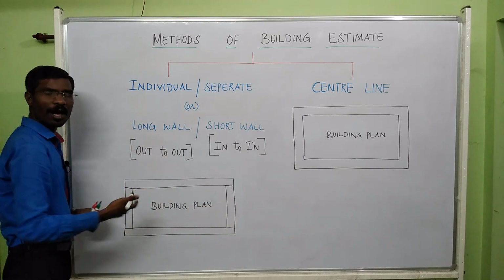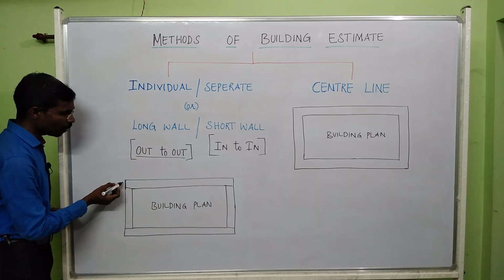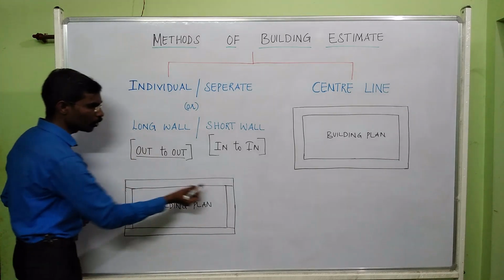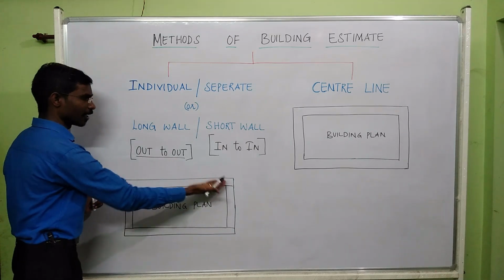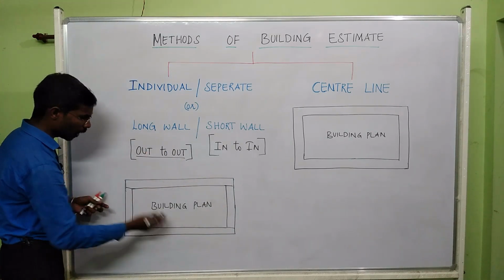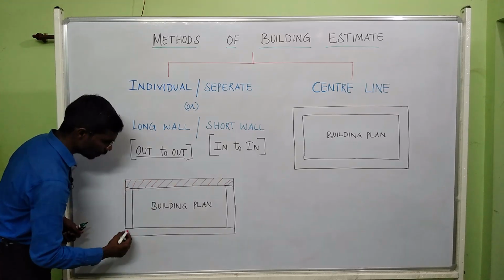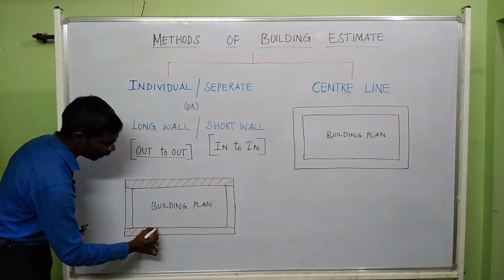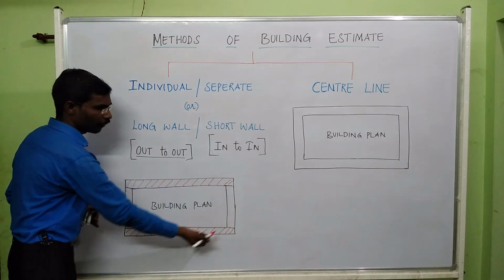The long wall is also called the outer to outer wall. Why? Because we are measuring the quantities from outer to outer, so it is called out to out, or we can call it the long wall. So there are two long walls, and we can calculate the quantities of these long walls. Same like this, this is another long wall of your building. So now we are calculating the long walls of your building.